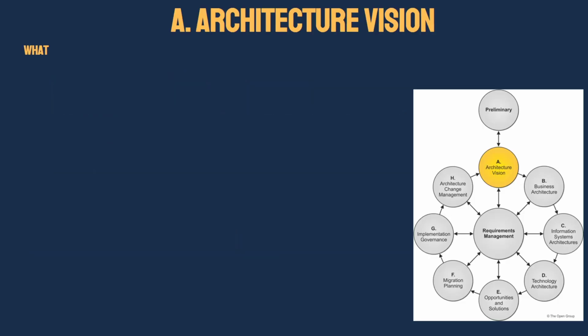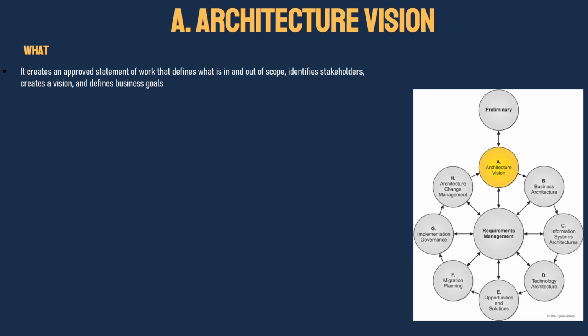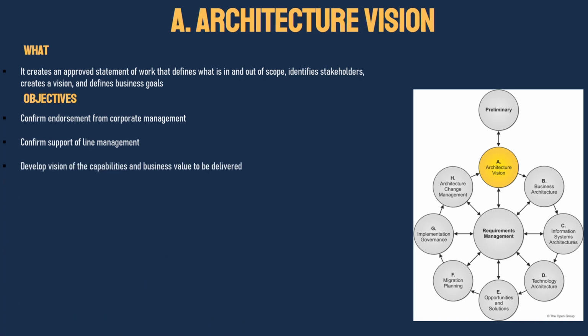The architecture vision is where we create an approved statement of work that defines what's both in and out of scope, identify stakeholders, create a vision, and define specific business goals. Our major objective is to make sure that we get endorsement from corporate management, confirm support of line managers, and develop a vision of the capabilities and the business value that we are looking to deliver. We have to get an approval for a statement of work so that we can make our vision come true.